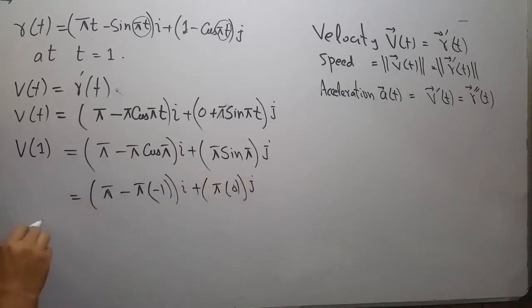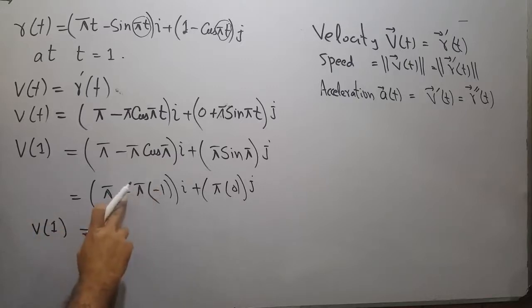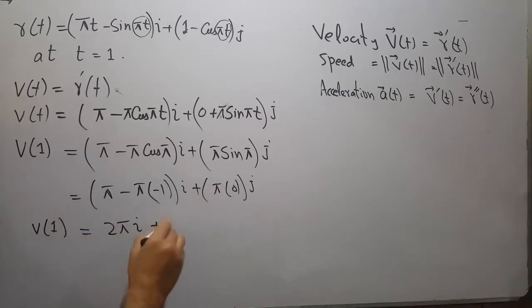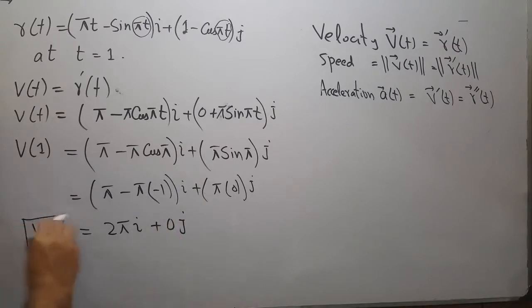So you can see that the velocity at point 1 is, so that is minus into minus plus, so pi plus pi gives you 2 pi i and plus 0 j. So you don't need to write down 0 j, but if you write it down, that's all right.